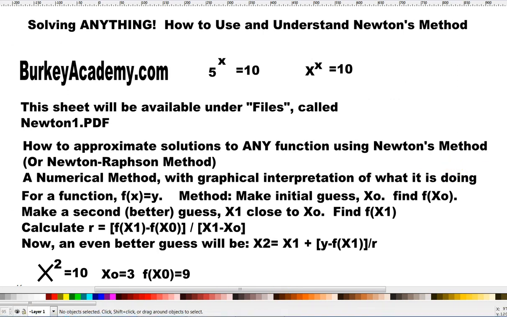Hi, this is Mark Berkey with Berkey Academy, and today I'm going to respond to a question asked by one of my YouTube channel viewers. I made a video recently where I showed how to solve an equation like this, where x is an exponent, say 5 to the x equals 10, using logarithms.